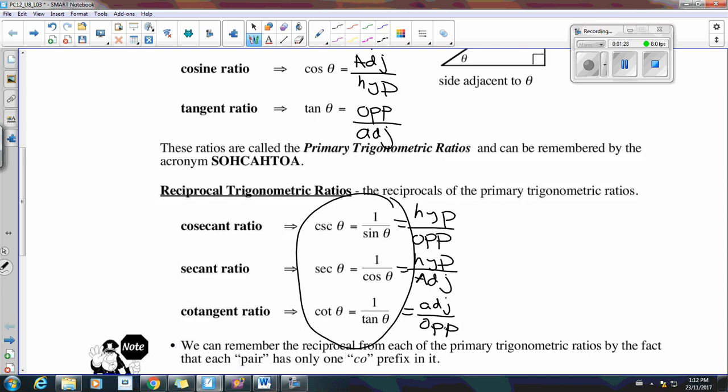So these are on your formula sheet, so you don't really have to memorize them. One way people usually remember them, though, is cosecant sine, secant cosine. There's only one word in the pair that has the co prefix in it, and the other one doesn't. So cosecant goes with sine, secant goes with cosine.